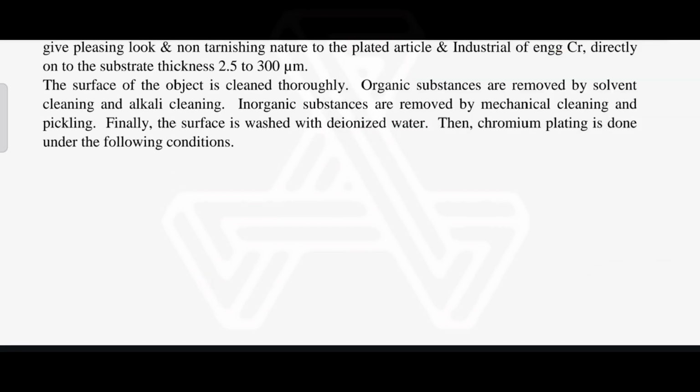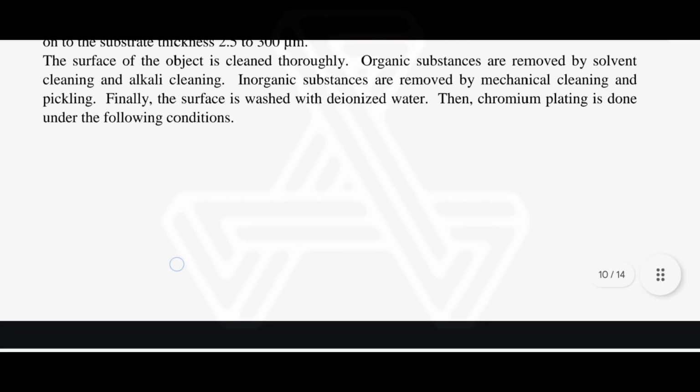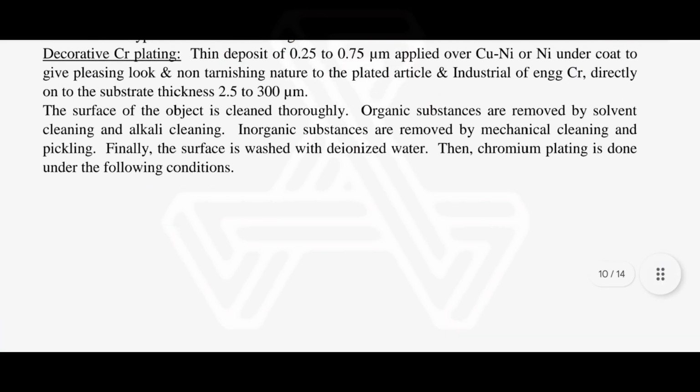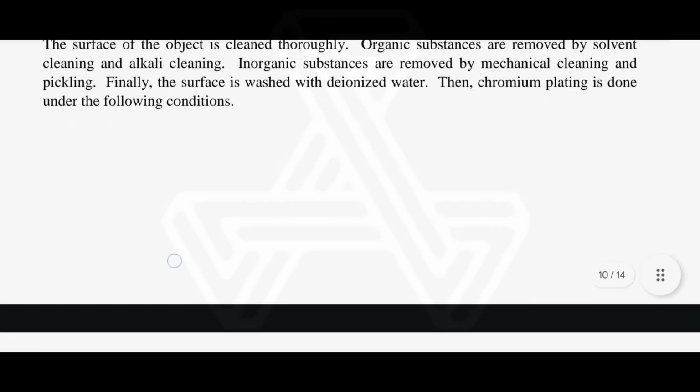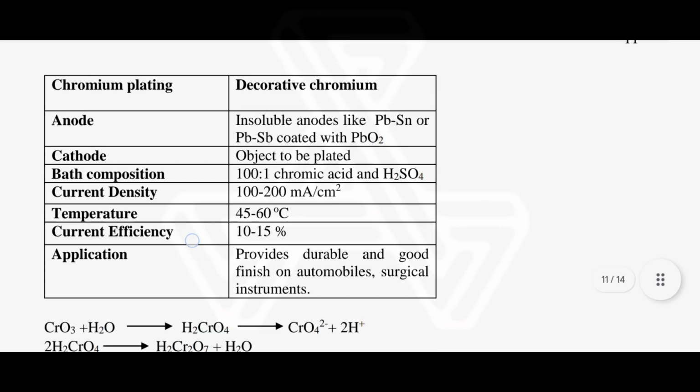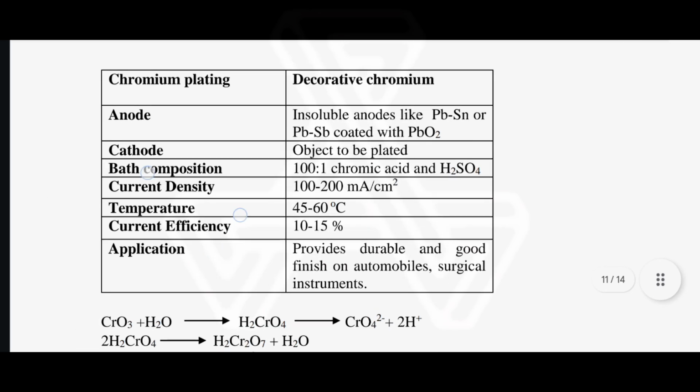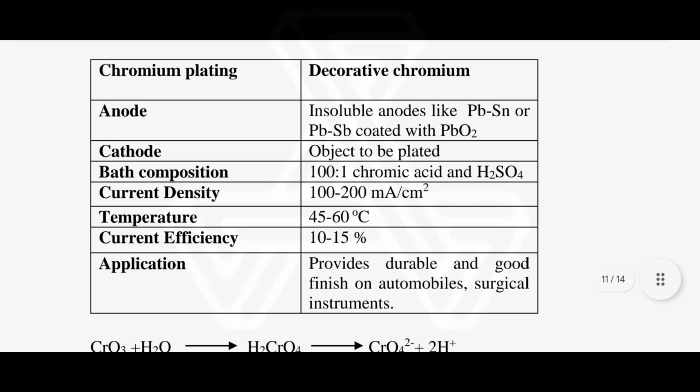The surface of the object is cleaned thoroughly. Organic substances are removed by solvent cleaning and alkali cleaning. Inorganic substances are removed by mechanical cleaning and pickling. Finally, the surface is washed with deionized water. Then, chromium plating is done under the following conditions. Chromium plating, decorative chromium.